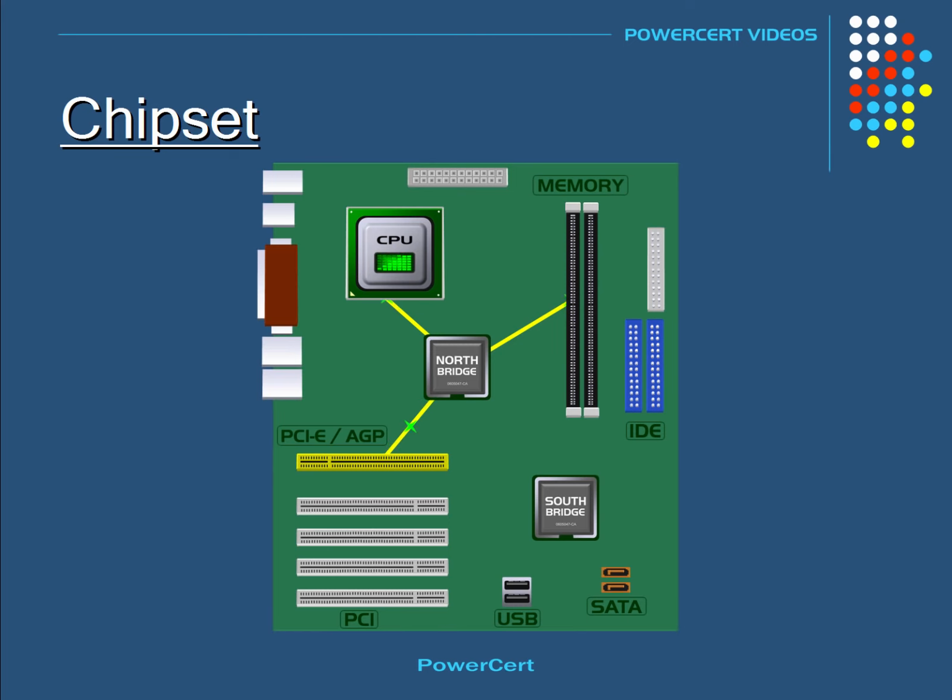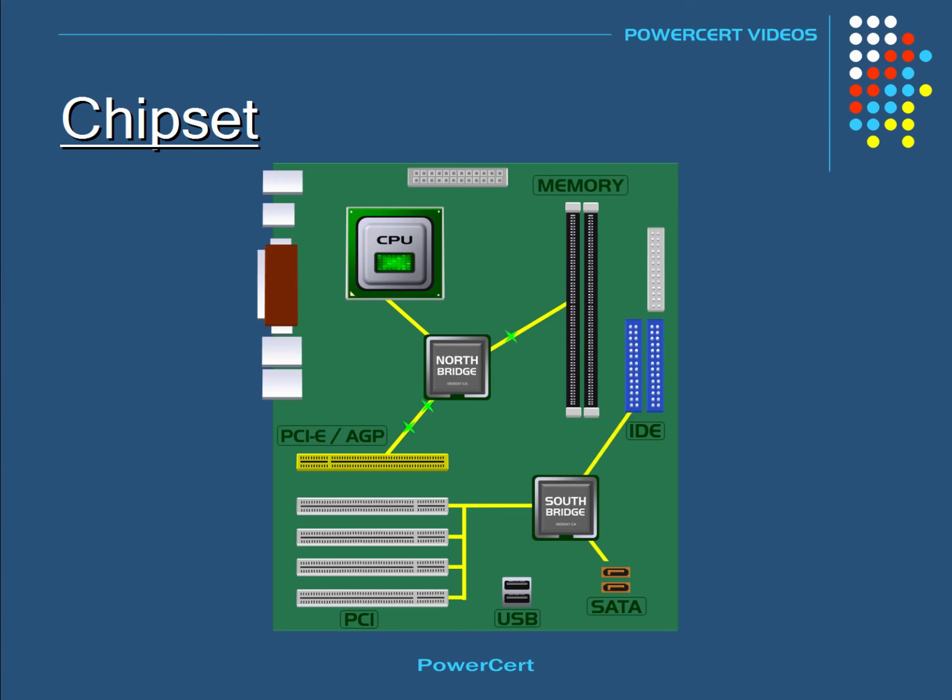So the North Bridge acts like a communication middleman between the CPU, AGP or PCI Express, and memory. The other chip is called the South Bridge. The South Bridge is located at the bottom or southern portion of the motherboard, near the PCI bus slots. The South Bridge connects to the PCI bus slots, SATA and IDE connectors, and USB ports.